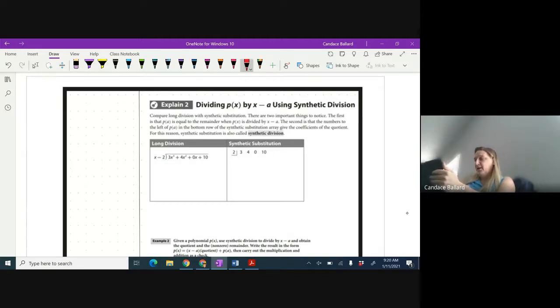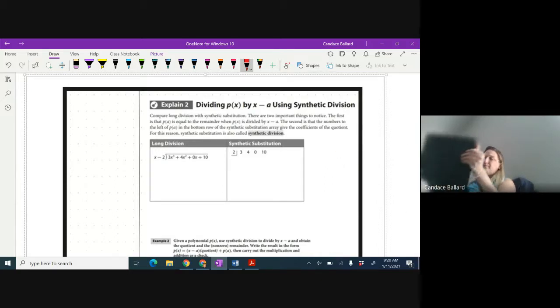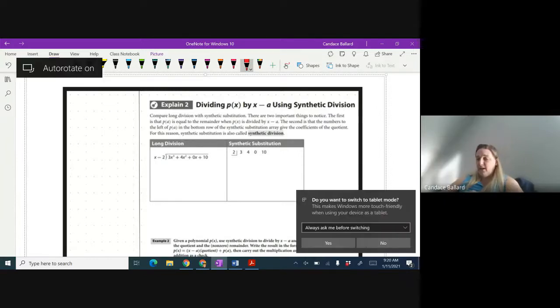So we're going to compare the two things. We're going to do a little bit of a comparison. Let's just go through it and do it. I'm not worried about reading through that. So let's review long division. You guys are going to help me. I'm going to ask some questions as we're going through this, okay?